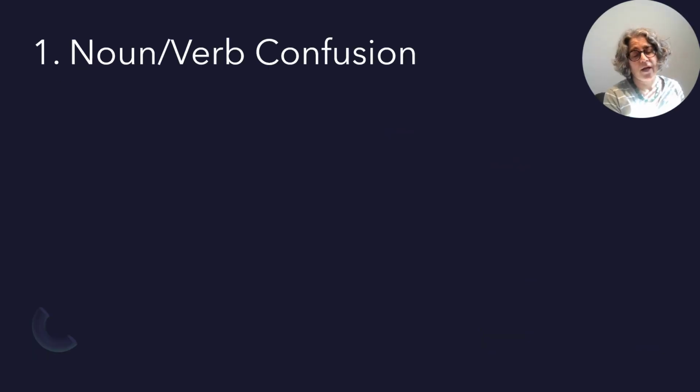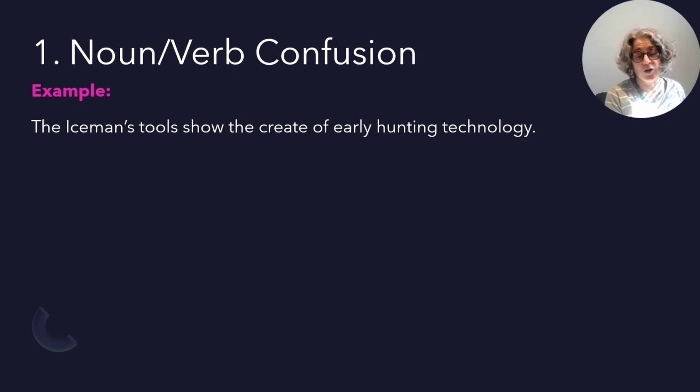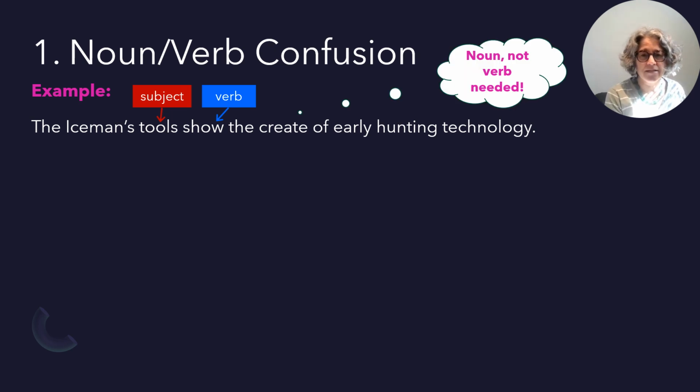So let's see how affixes can help us identify word forms and also correct errors of noun-verb confusions. In this example sentence, the Iceman's tools show the create of early hunting technology. We know that tools is a subject, show is the verb, so create must be a noun, but we have a verb here. So we can use a noun suffix to change create into the noun that we need, which is creation.